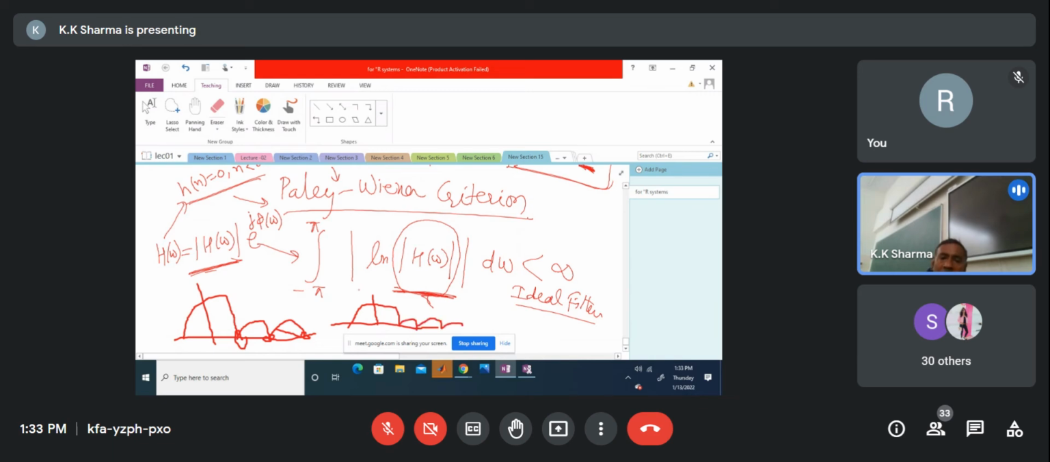So in the passband also you may have some ripples. Your passband amplitude may not be flat. Similarly, for the frequency beyond fc, your response should be 0. So this is called stop band.